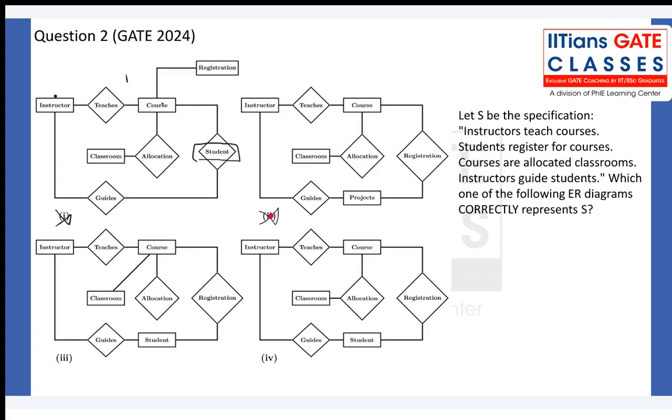Instructor teaches courses. Again, same, you can see instructor teaches courses. Students register for courses. Even this is correct. Courses are allocated classrooms. Is this correct? No. Why not? What is the problem here? You are correct, but why is it not correct? That's what I'm asking. What is the issue with this?